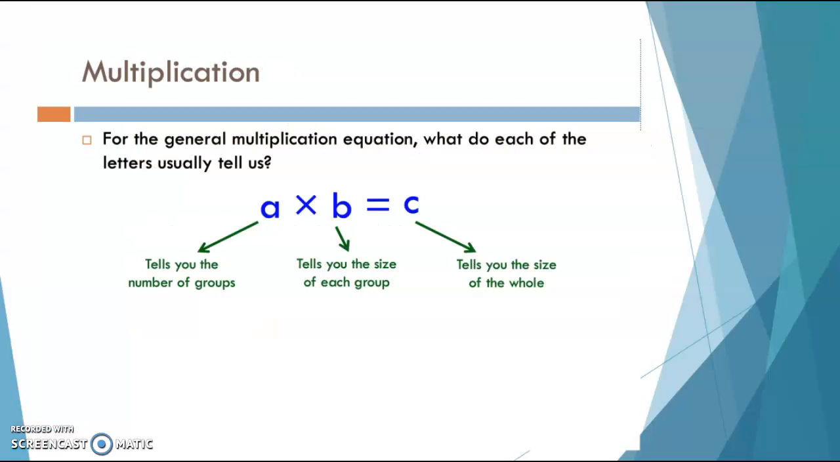All right, multiplication. For the general multiplication equation, what do each of the letters usually tell us? A tells us the number of groups, B tells us the size of each group, and C tells us the size of the whole.